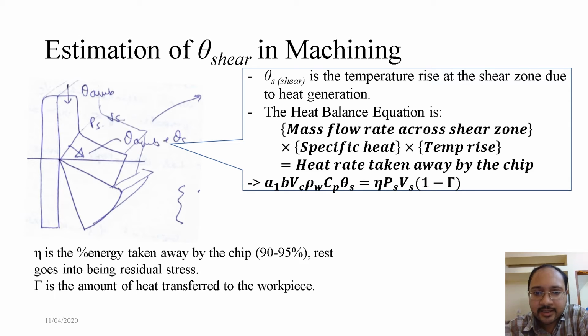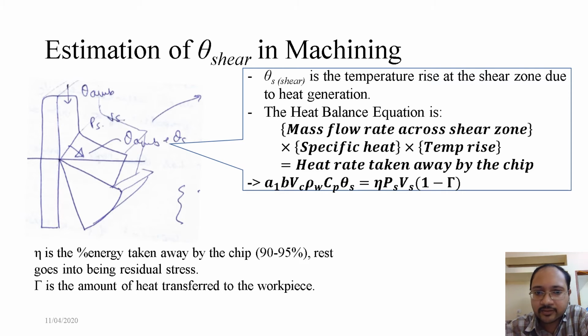A1 times B times Vc gives the volume flow rate. This volume flow rate times the density gives the mass flow rate. This mass flow rate times the specific heat times the temperature rise gives the total amount of heat absorbed. This is equal to eta times Ps Vs times 1 minus capital gamma.